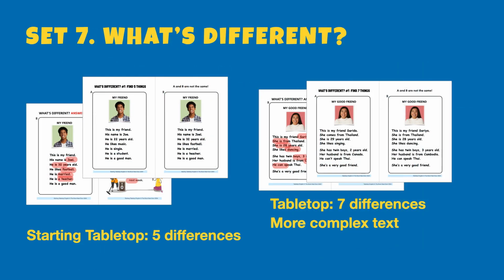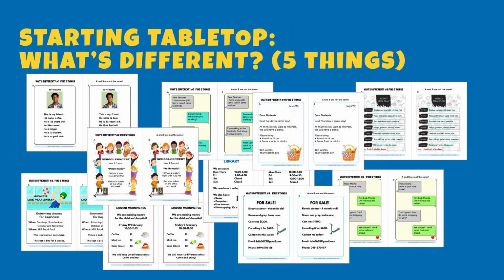Set 7. What's different? I wanted to create a what's different activity, but with text rather than pictures. So for starting tabletop, the activities cover some of the different text types that learners may encounter, like a for sale notice, a school concert flyer, adult swimming lessons, offering the chance for more discussion yet again. As it's a group activity, the text may be a little more challenging than learners could read alone. But remember, they only have to find the differences.